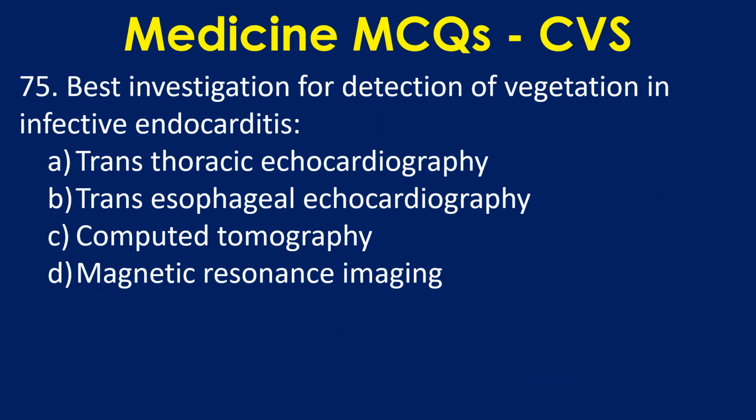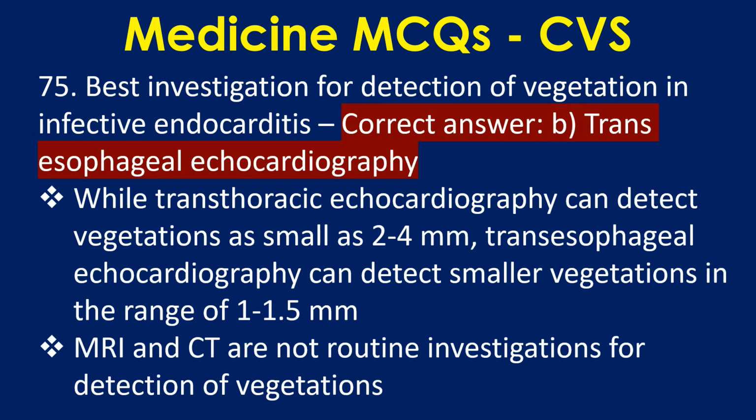Best investigation for detection of vegetation in infective endocarditis: A. Transthoracic echocardiography, B. Transesophageal echocardiography, C. Computed tomography, D. Magnetic resonance imaging. Correct answer B. Transesophageal echocardiography. While transthoracic echocardiography can detect vegetations as small as 2 to 4 mm, transesophageal echocardiography can detect smaller vegetations in the range of 1 to 1.5 mm.